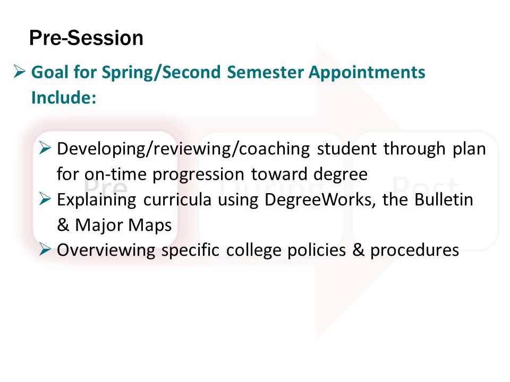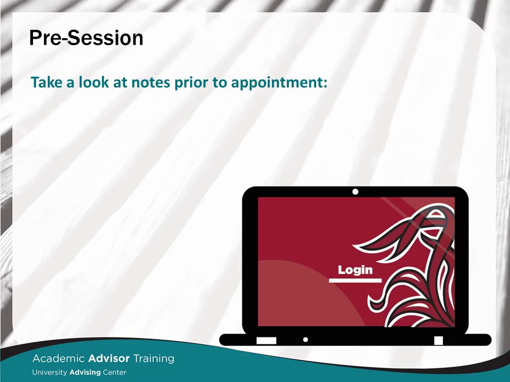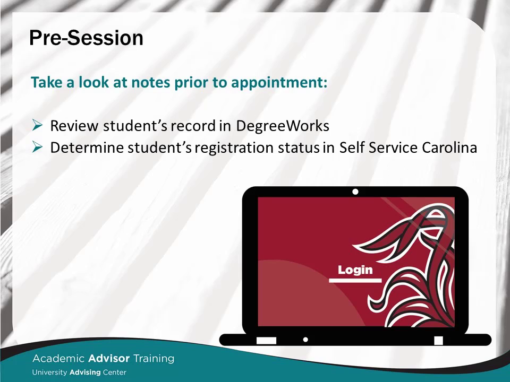Before the appointment, take a look at the notes and insights that already exist for a student. This includes 1. Reviewing the student's record in DegreeWorks and in any files your college may maintain. 2. Utilizing Self-Service Carolina to determine the student's registration status, including holds, registration time ticket, and more. And 3. Viewing the notes in EAB Navigate from prior advisement sessions. You'll also see referrals made for the student.